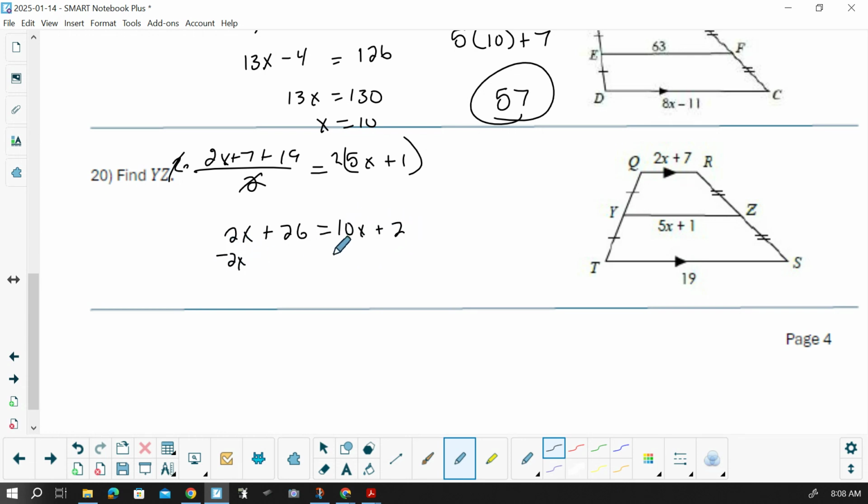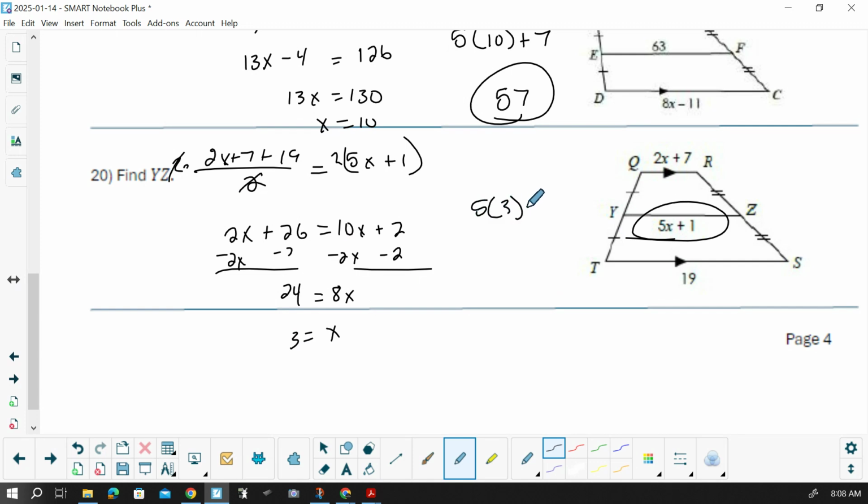I'll subtract 2x from both sides. And go ahead and subtract that 2. And I get 24 equals 8x. Divide by 8, x is 24 divided by 8, what is that, 3? So YZ is this one, 5 times 3 plus 1, it would be 16.